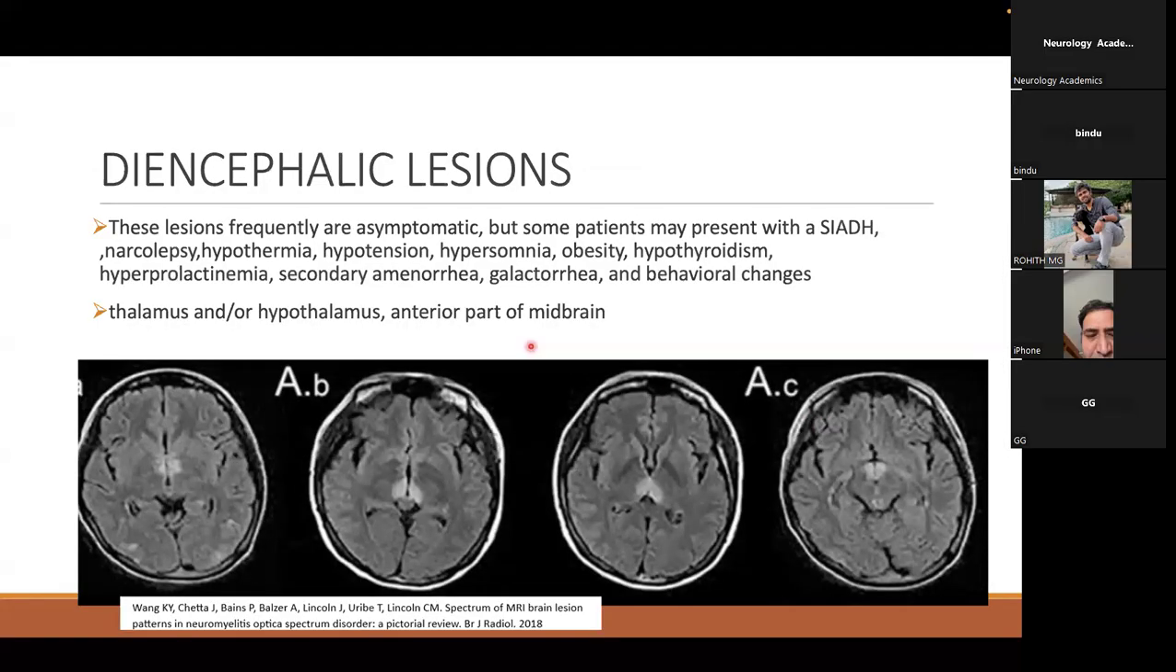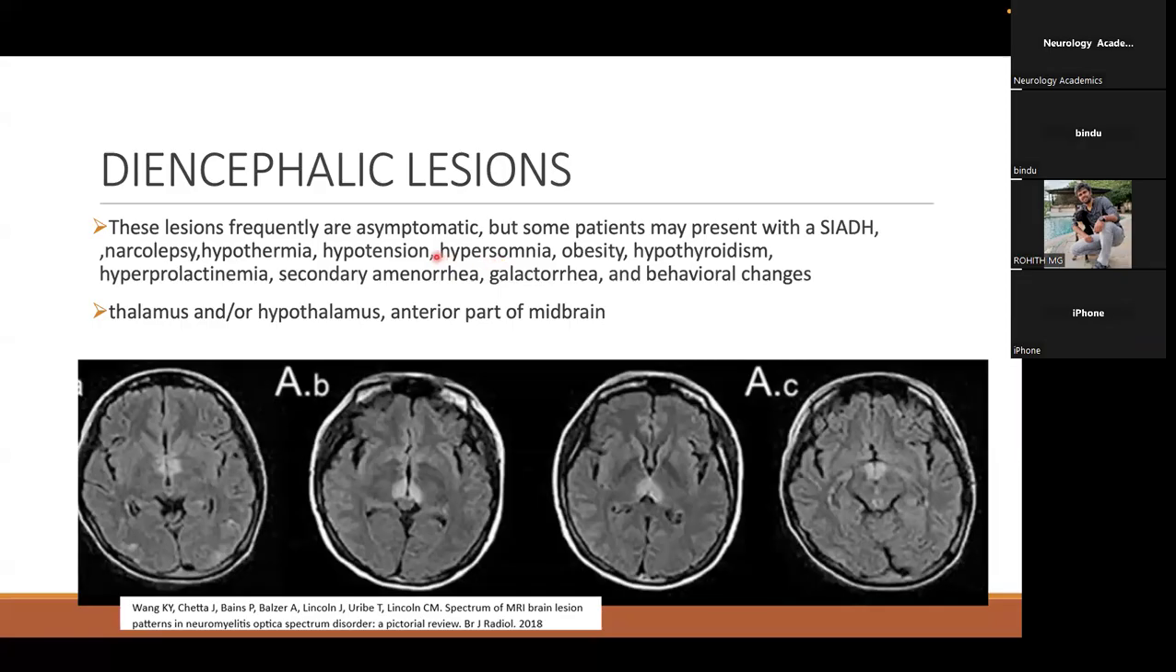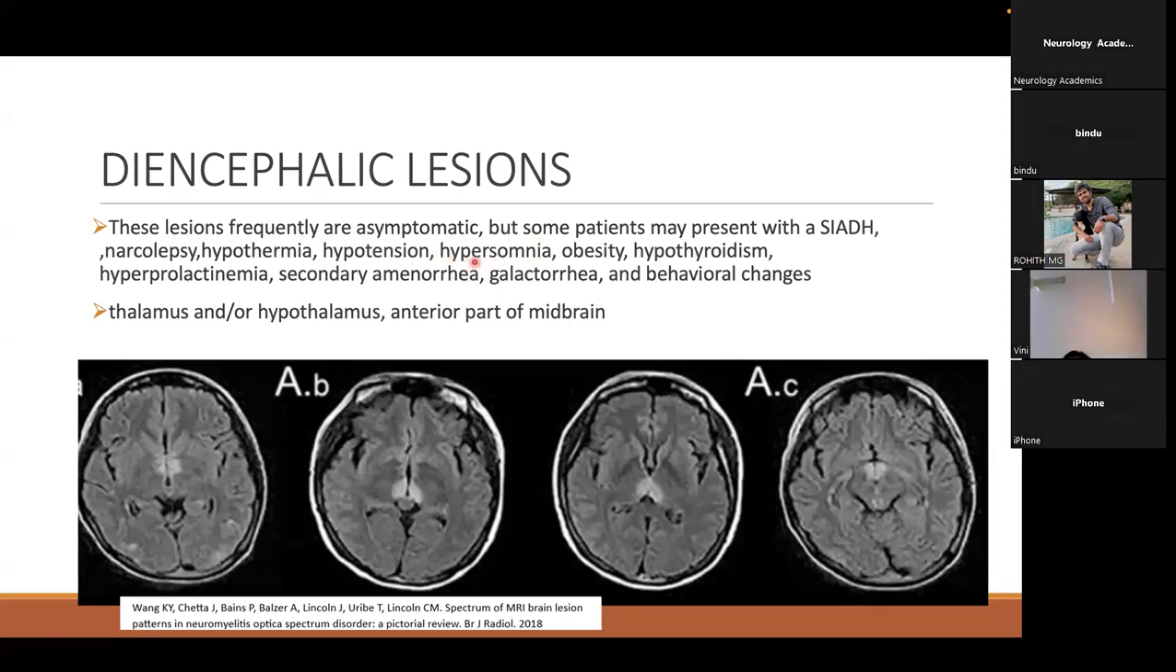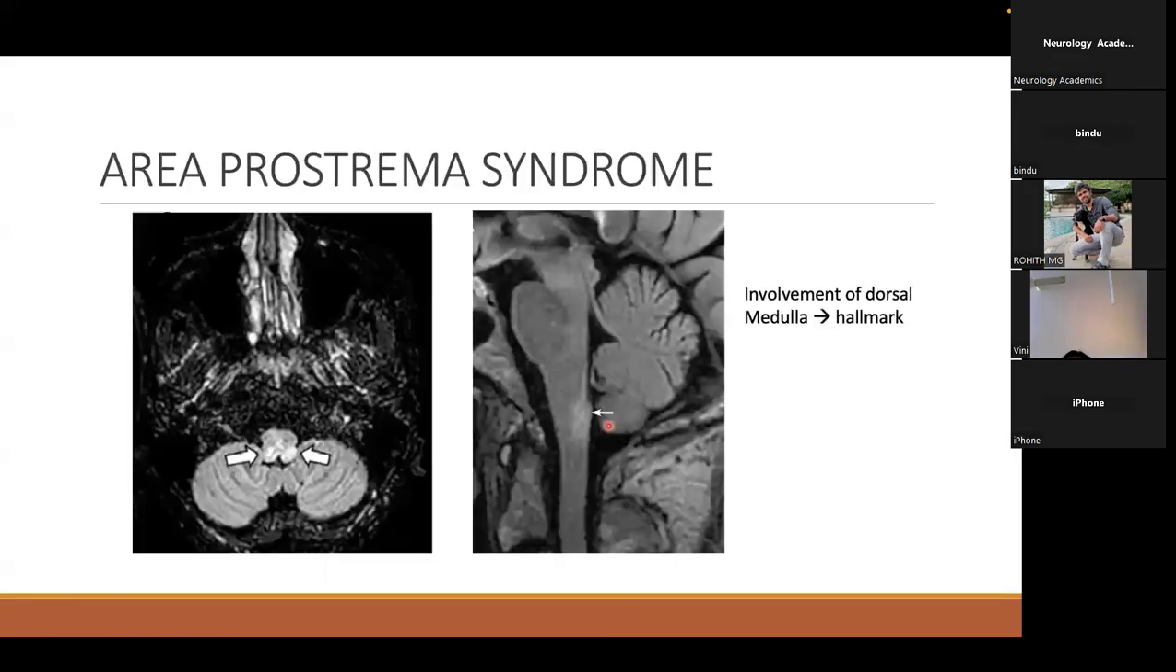Coming to the diencephalic lesions, these lesions are found in the thalamus, hypothalamus, and anterior part of the midbrain, and they are frequently asymptomatic, or sometimes the patient can present with SIADH, narcolepsy, hypothermia, and other endocrine manifestations due to hypothalamo-pituitary axis dysfunction. Here we can see bilateral periependymal thalamic lesions, hypothalamic lesions, and the anterior part of the midbrain. Medially, the periependymal surface can be involved.